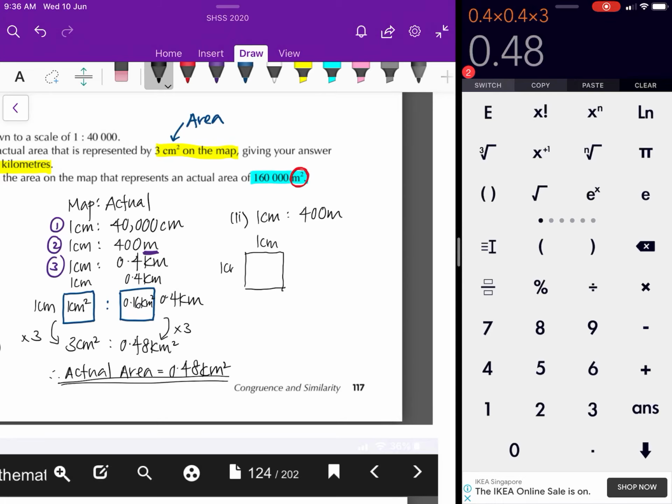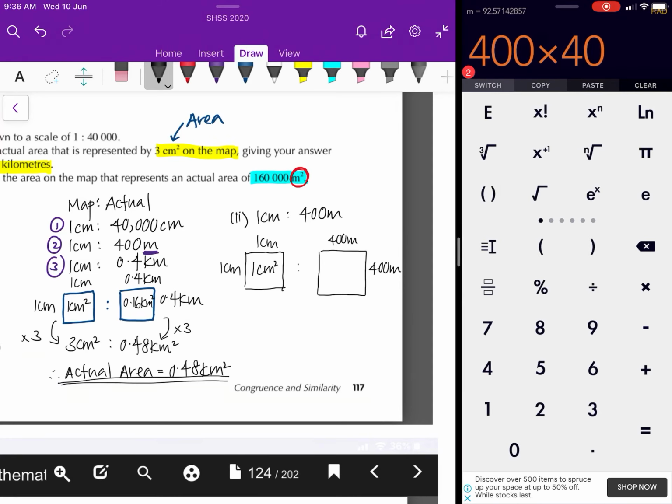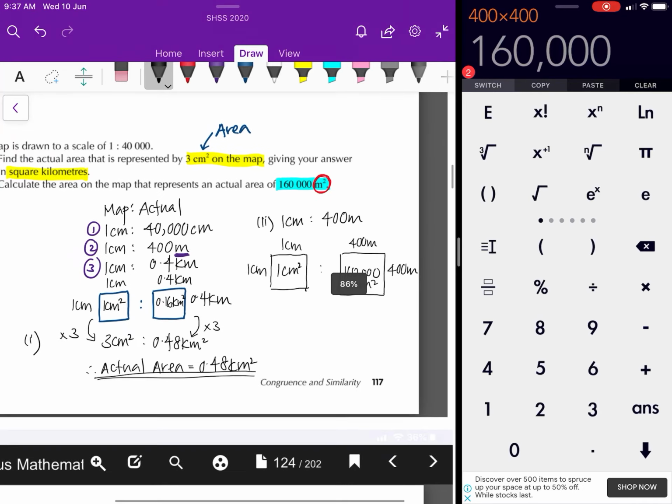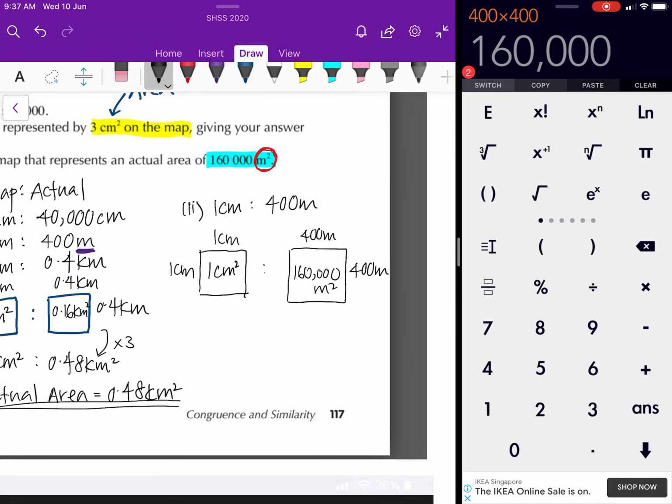1 cm by 1 cm is to 400 meters by 400 meters. Now 1 cm times 1 cm is 1 cm square. 400 meters times 400 meters, let's check our calculator. 400 times 400, I get 160,000 meters square. So they ask you, what is the area on the map that represents an area of 160,000? If you realize this is already 160,000. So therefore the answer is 1 cm square. Therefore, map area is 1 cm square. Done.